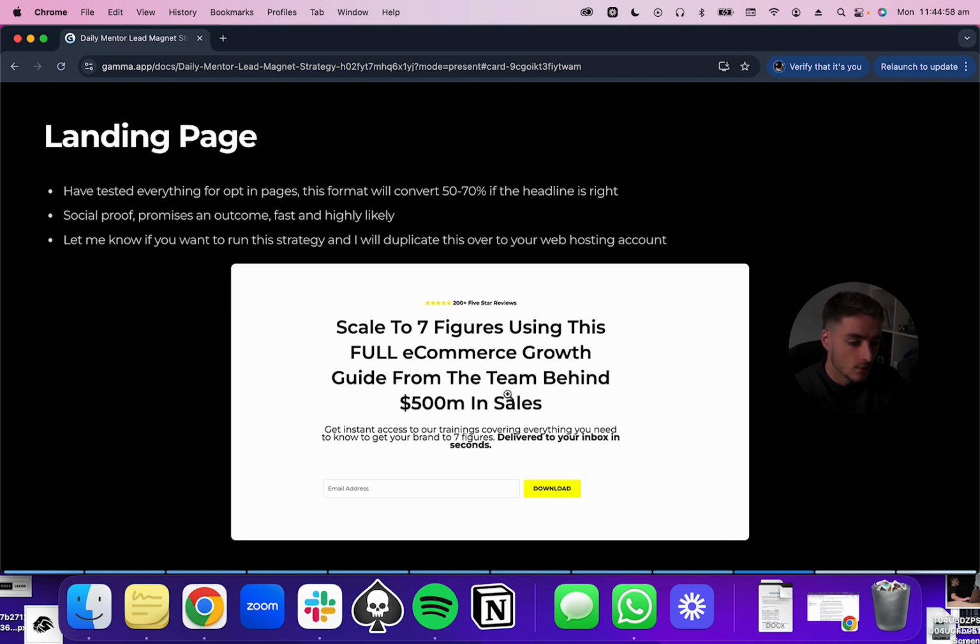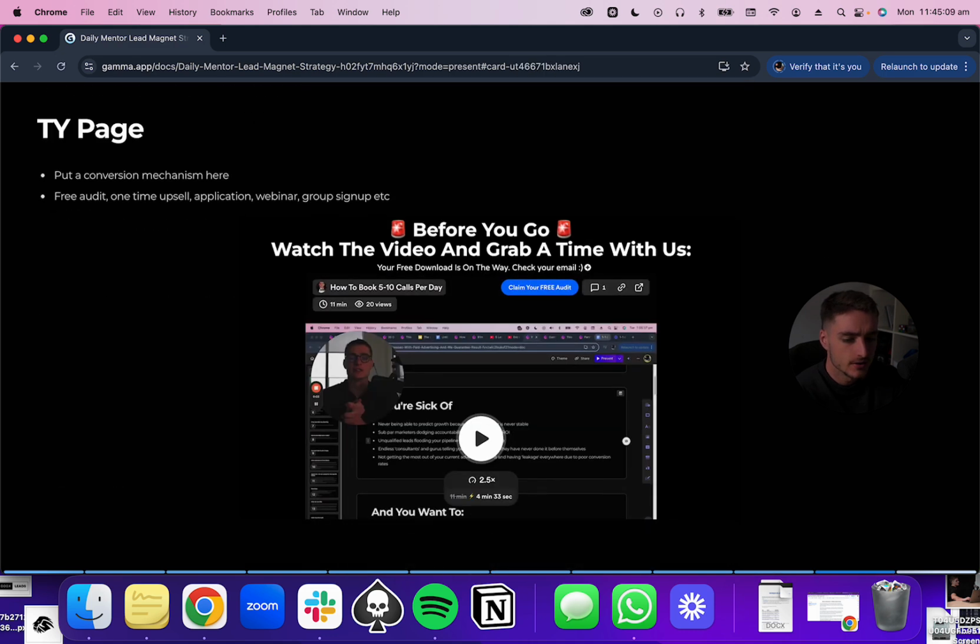Pretty much all you need to know is that in the headline, if you promise a result, it's free, and you say it's free, and then in the sub-headline you basically just deliver more proof, it's going to convert pretty damn well.